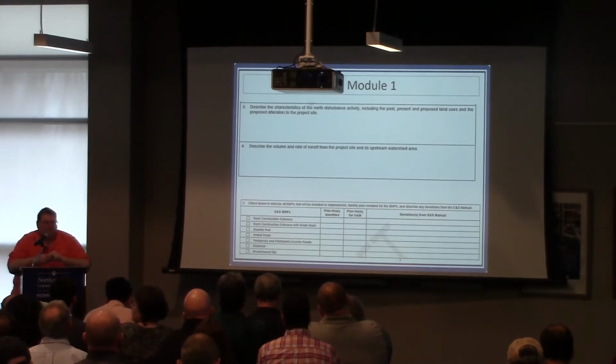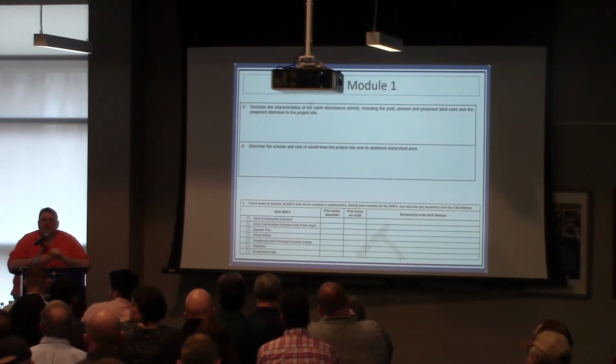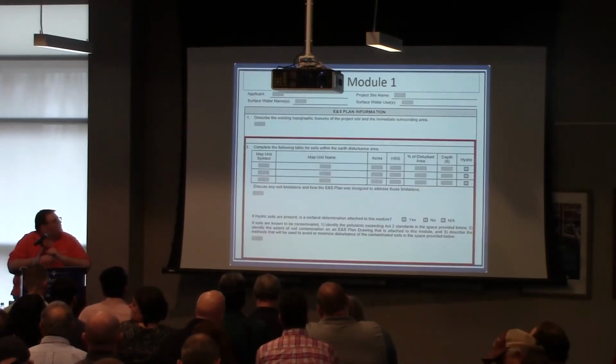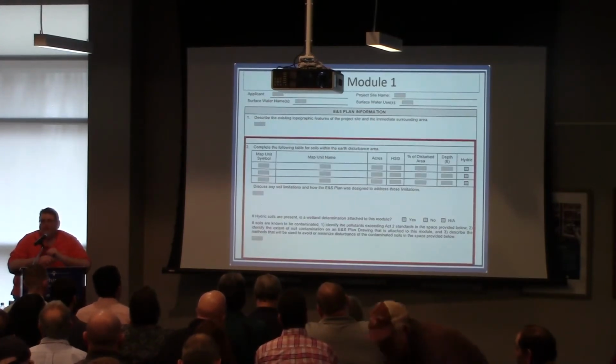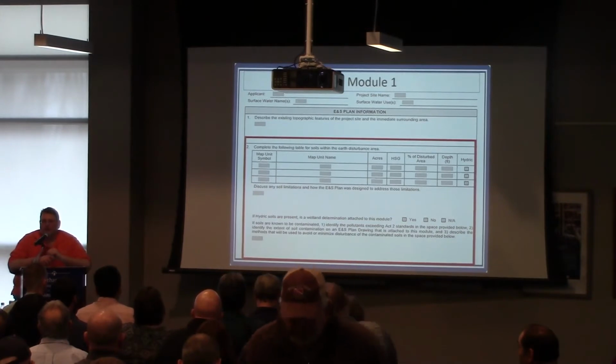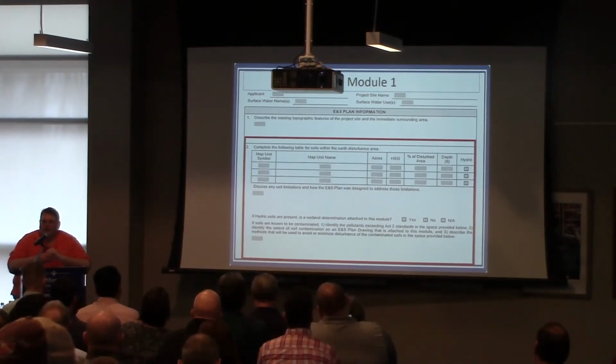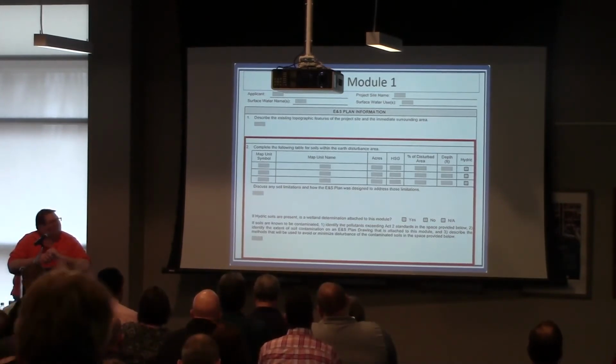Just 3 soil types? What was that? If you go back, there's only space for 3 soil types. You can add more. If you have a project that has more, you can add it. You can add additional sheets with this. Okay, additional sheets. Yep.